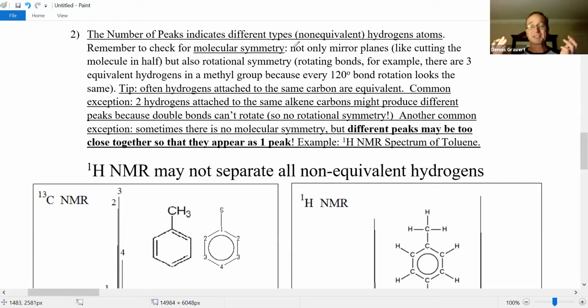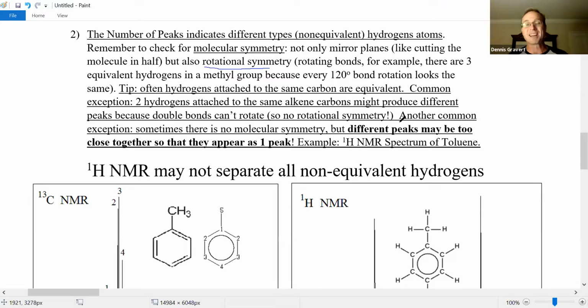They should be the same distance to the functional groups. They'll have overlapping peaks. One more thing, though, is that it's not just splitting it, a twofold symmetry, a mirror plane symmetry. We also can get rotational symmetry. So let's look down here at this methyl group on benzene.